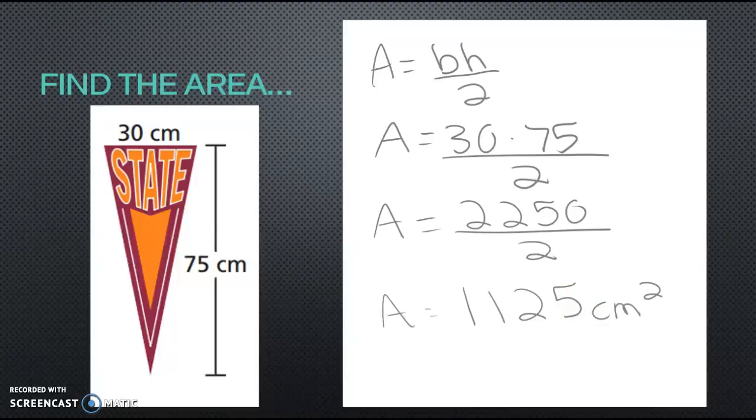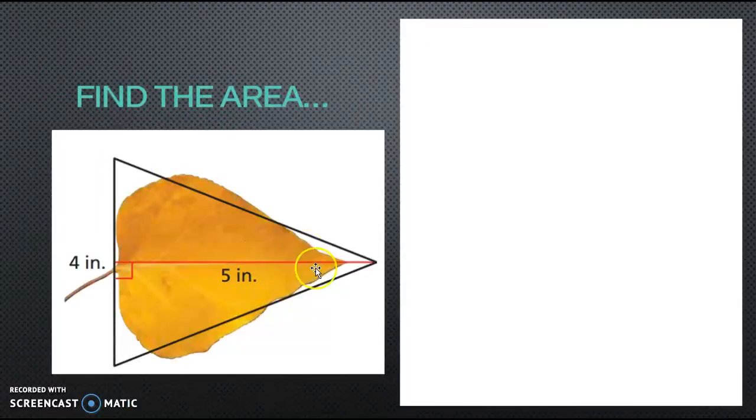So the last problem part that I want you to work on is this one. We have a picture of a leaf, but I drew a triangle over it. So go ahead, pause the video. Once you guys are all done figuring this out, you may play it back, and we will go over the answer together.